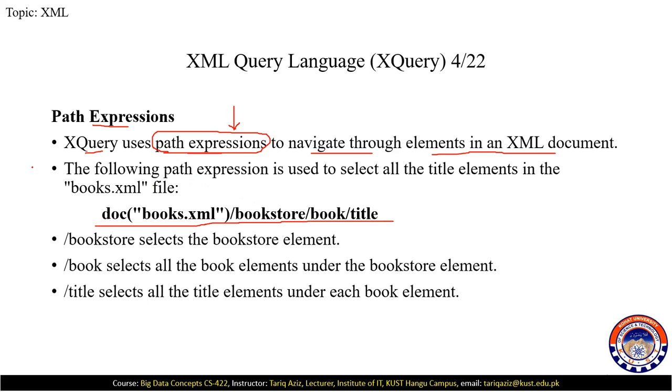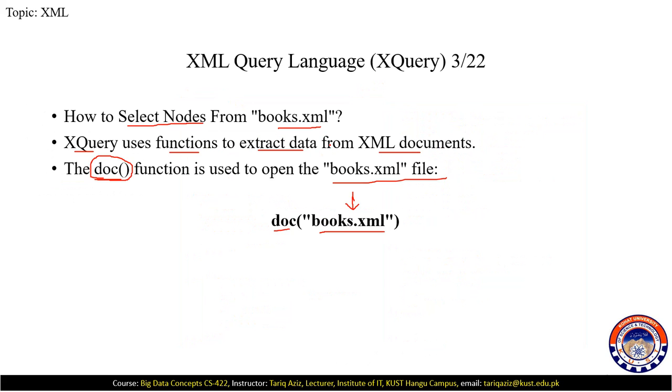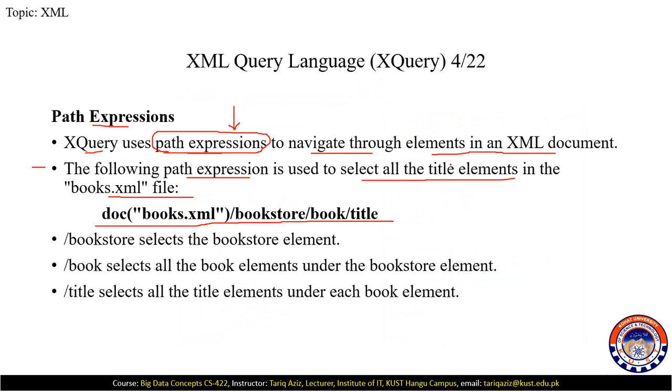Now in the second point, it says that the following path expression is used to select all the title elements in the books.xml file. If you go back to the file, look at the titles. We have a title here, and here, and here. We have a lot of title elements inside this document. If we want to select all these title elements, then this is the query. You have to write the query like this.